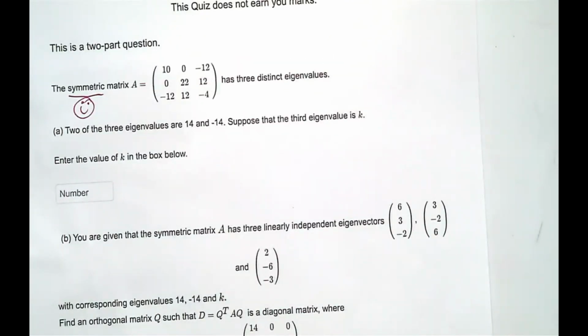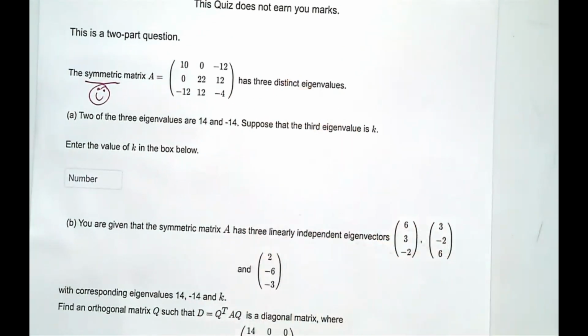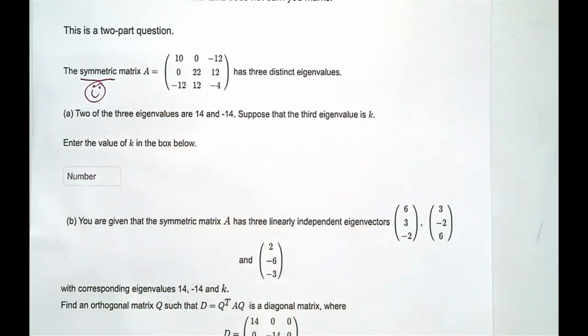Okay, let's read a bit further. The symmetric matrix here has 3 distinct eigenvalues. Of course it would, because it's symmetric, right? 2 of the 3 eigenvalues are 14 and negative 14. Suppose that the third eigenvalue is k. What is the value of k? Now, the tempting thing would be to go and actually work out what k is, but there's a smarter way to do it.